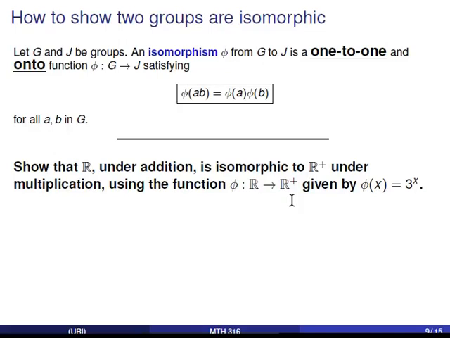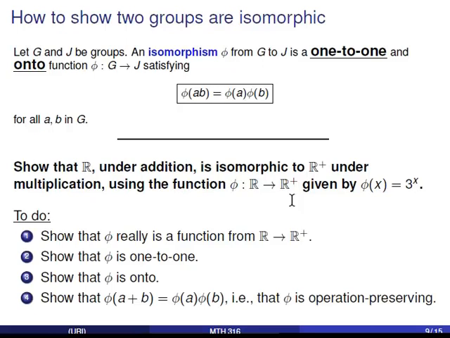Well, we do this by showing that the map phi satisfies the requirements of our definition. As a reminder, we need to show that phi really does map the real numbers to the positive real numbers. We need to show that that map is one-to-one or injective. We need to show that the map is onto or surjective, and we need to verify this operation preserving property. Now you'll notice down here, I've written it slightly differently. This is because we're going to write it in the notation of the groups we're dealing with.